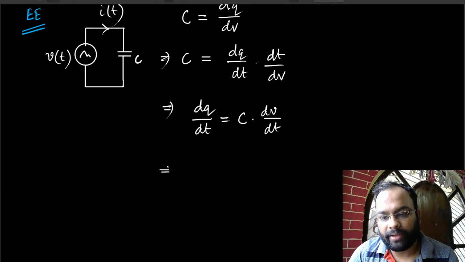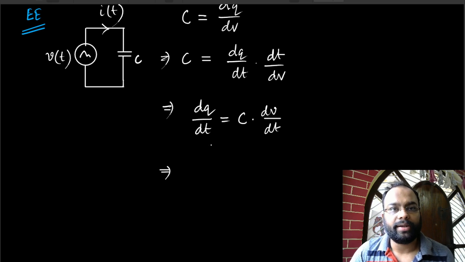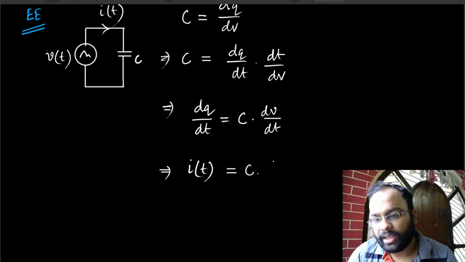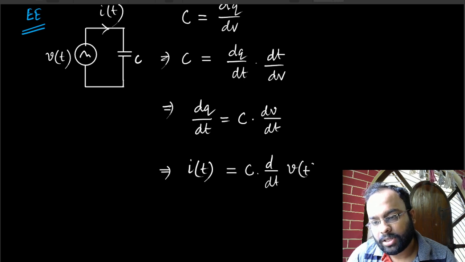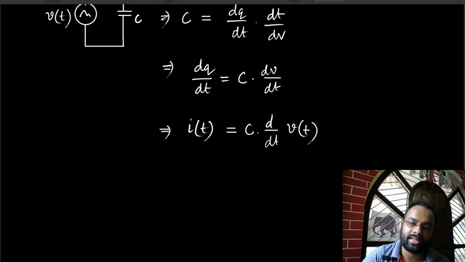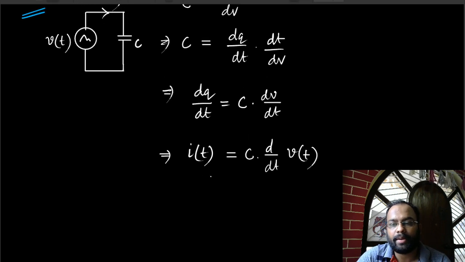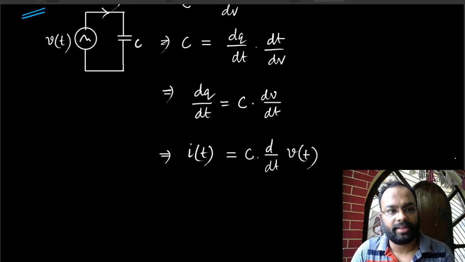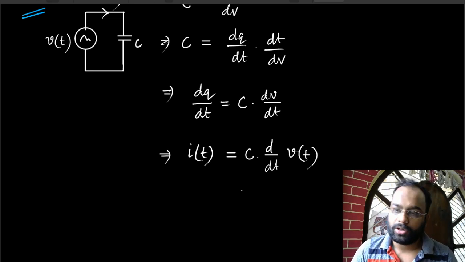So what is dq/dt? dq/dt is the rate of change of charge with respect to time. This is known as current, and C times the derivative of the voltage. So this is the current-voltage relationship for a capacitor. The current through a capacitor is determined as C times the time derivative of the voltage across the capacitor. There is absolutely no problem with that knowledge, so you people know that.